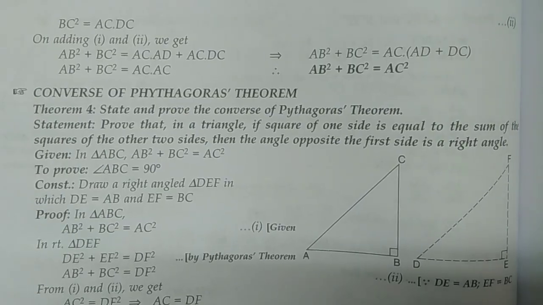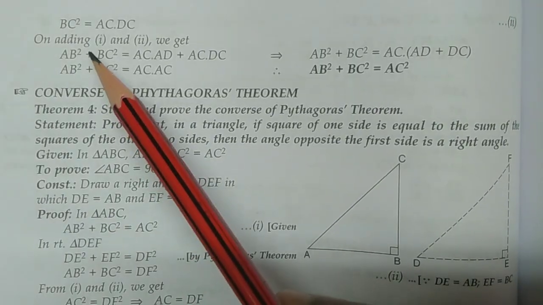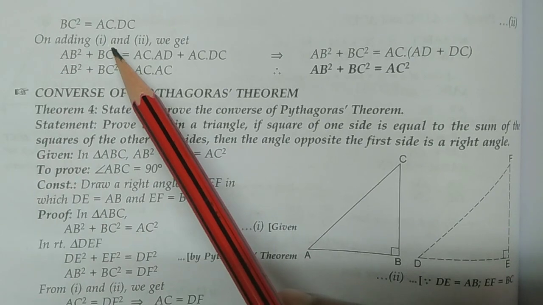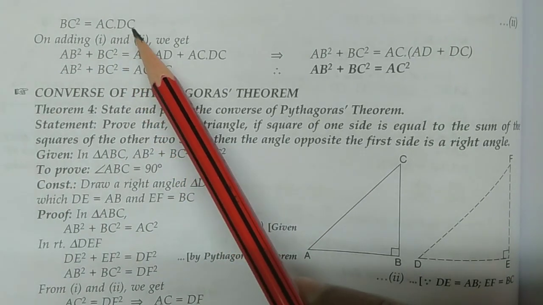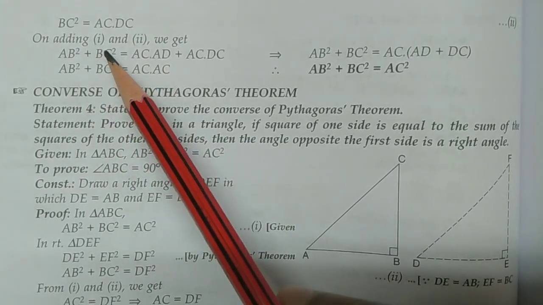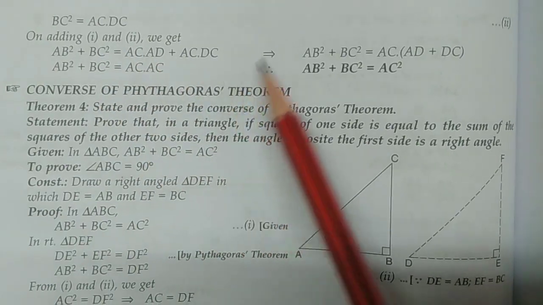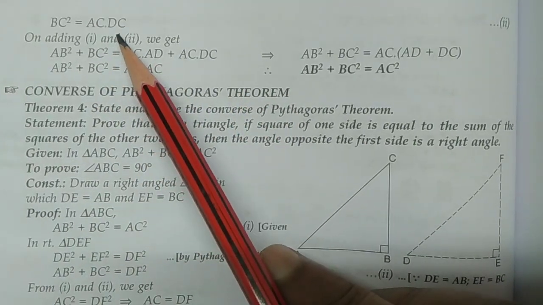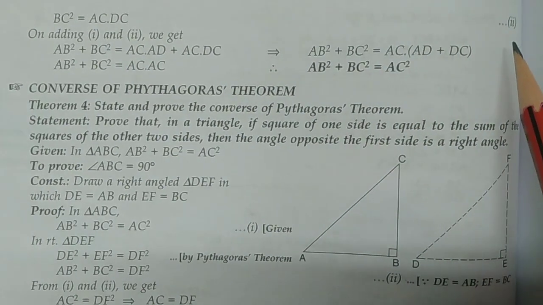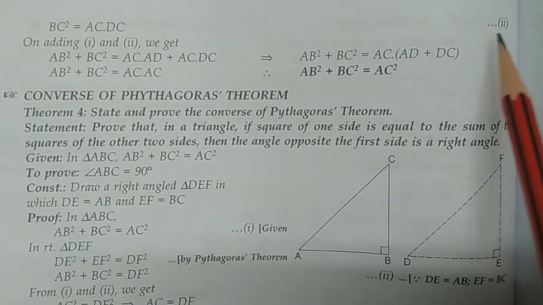Portion. It's given here that BC square equals AC times DC. On adding equations 1 and 2 we get BC square equals AC times DC, it's given, this is equation 2 here.